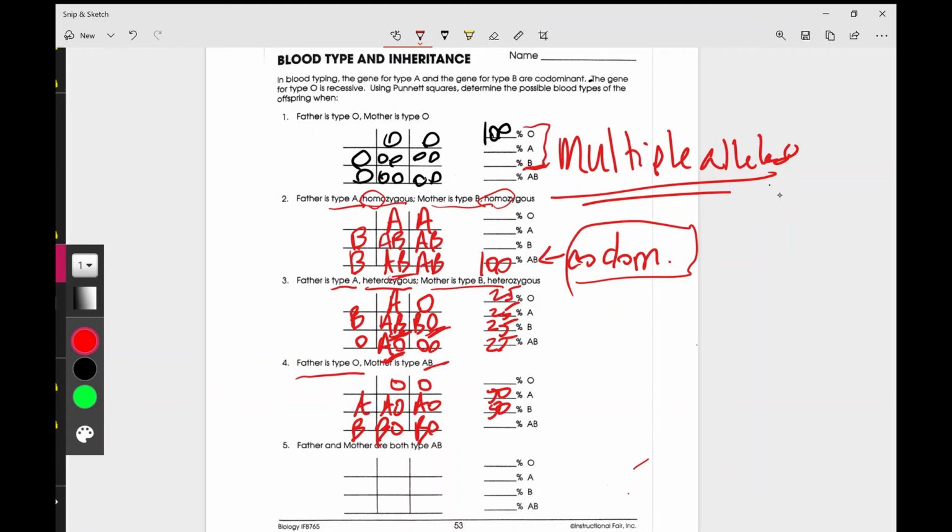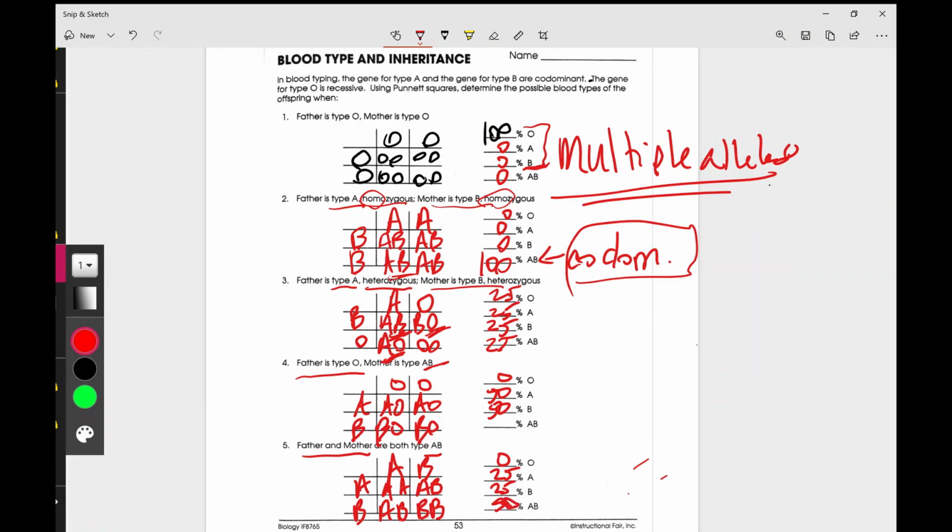And then on the last one it says father and mother are AB blood. So AB, AB, AA, AB, AB, and BB. So I have a 25% chance to have A blood. I have 0% chance of O. You can put zeros where you didn't use them if you want to. It doesn't really matter if you don't need them. And then B, we have a 25% chance. And then AB, we have a 50% chance, right?